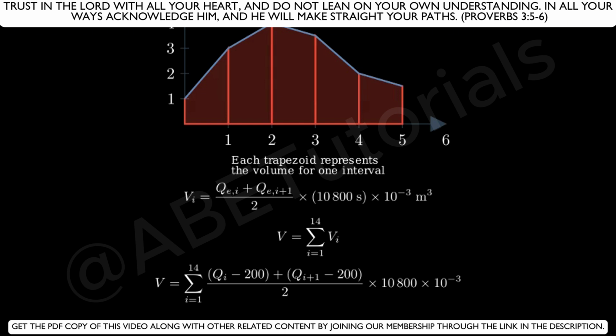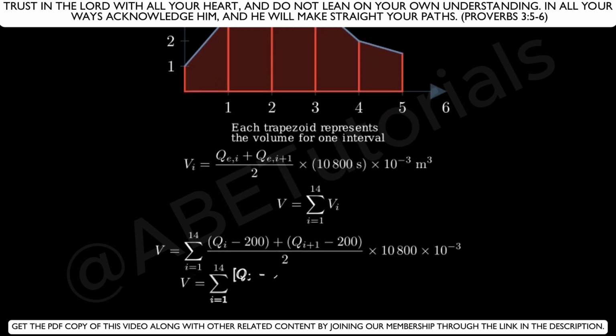When we add up all the discharge values following this formula, we get a sum of 28,110. Plugging this into our equation, V equals 28,110 divided by 2, multiplied by 10,800 times 10 to the negative 3, which gives us approximately 151,800 cubic meters.